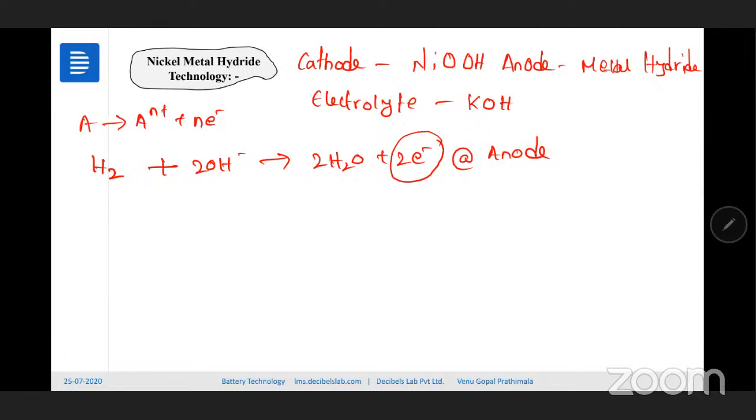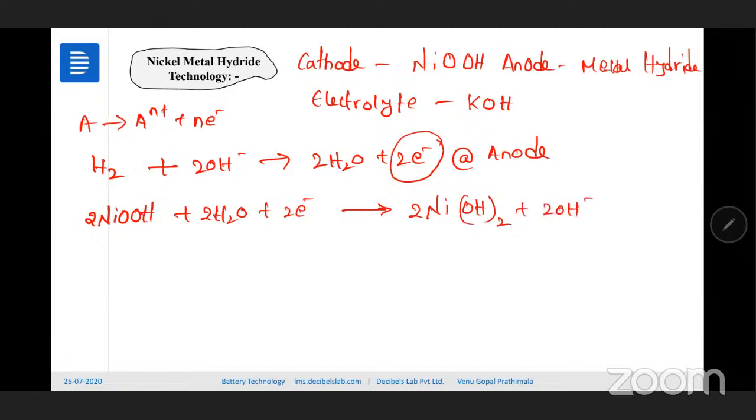And similarly, at the cathode, reduction will take place, which means gain of electrons will take place. So here the cathodic reaction is 2 times NiOOH plus 2 molecules of water plus 2 electrons gives rise to 2 nickel hydroxide plus 2 OH minus. Okay.